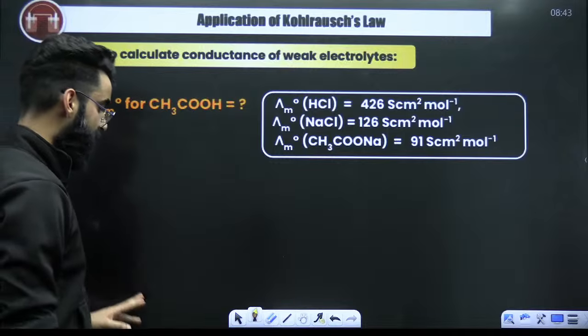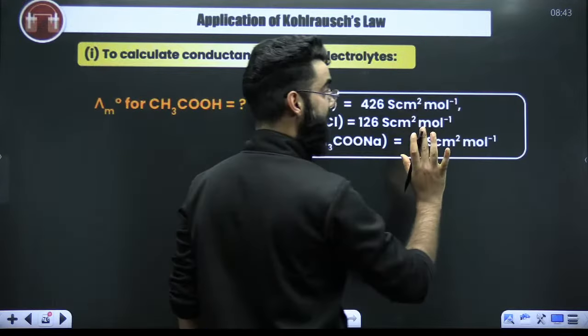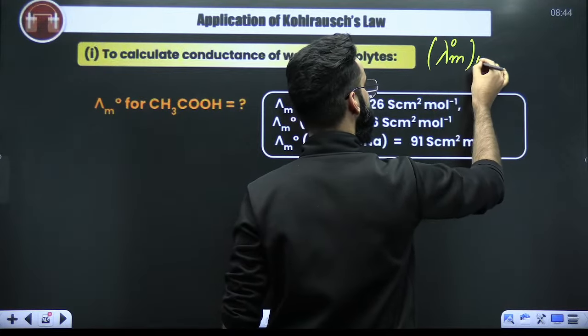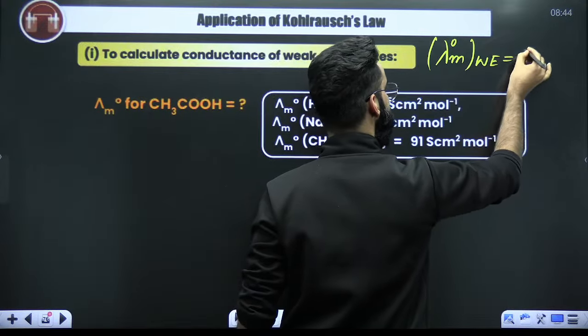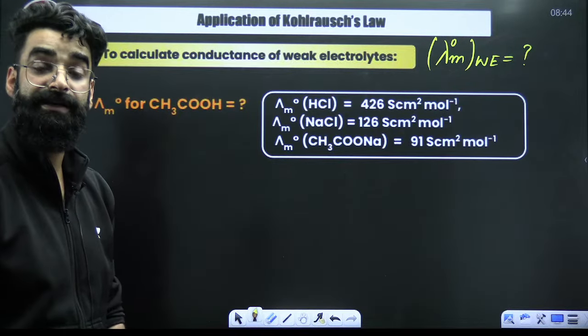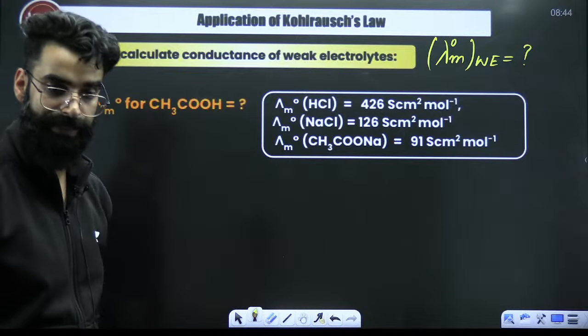To calculate the limiting molar conductivity of a weak electrolyte. This is the first application of Kohlrausch's law: to calculate the limiting molar conductivity of a weak electrolyte, the molar conductivity at infinite dilution of the weak electrolyte.